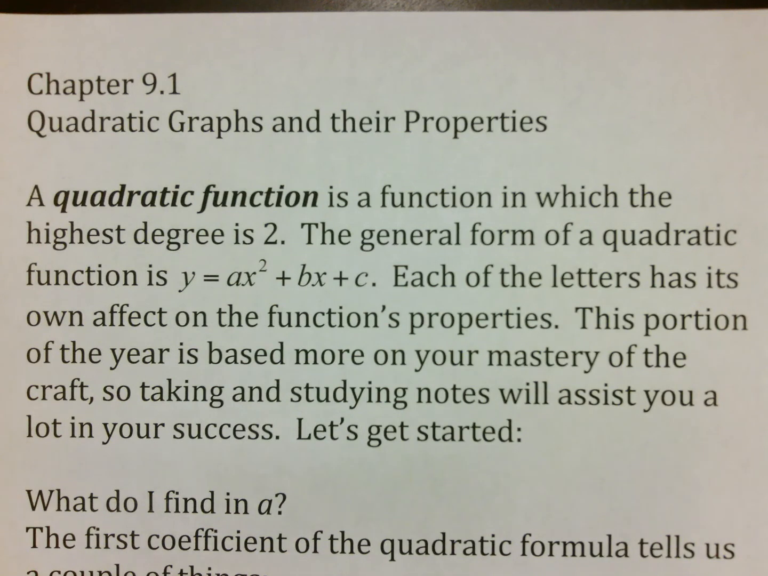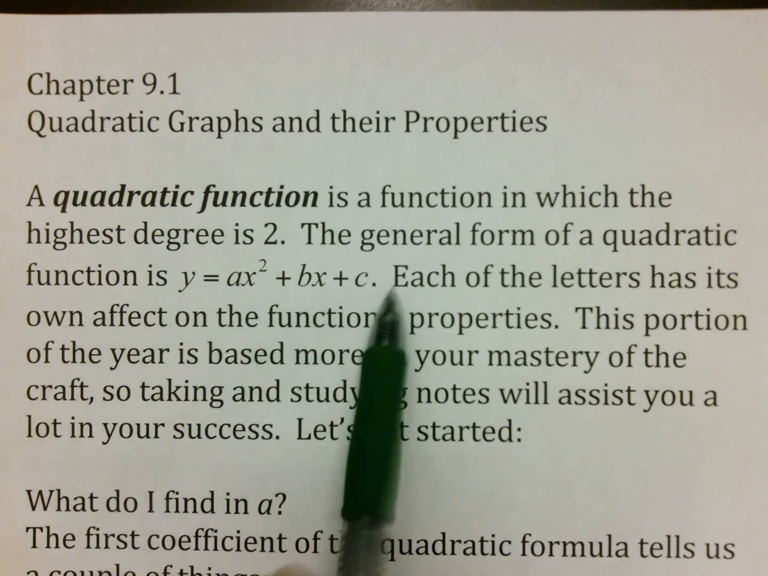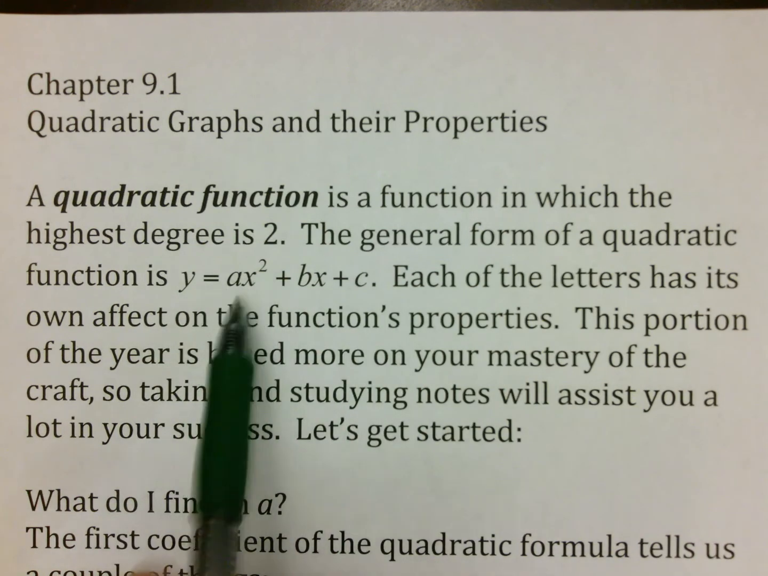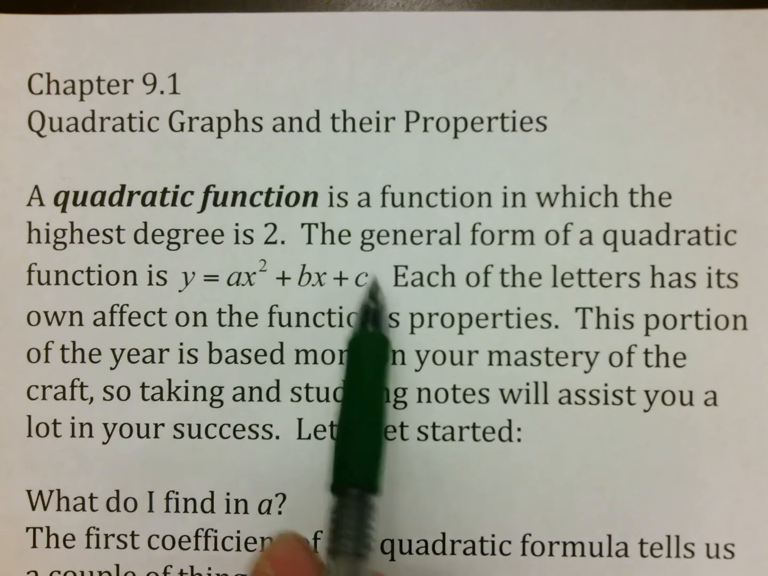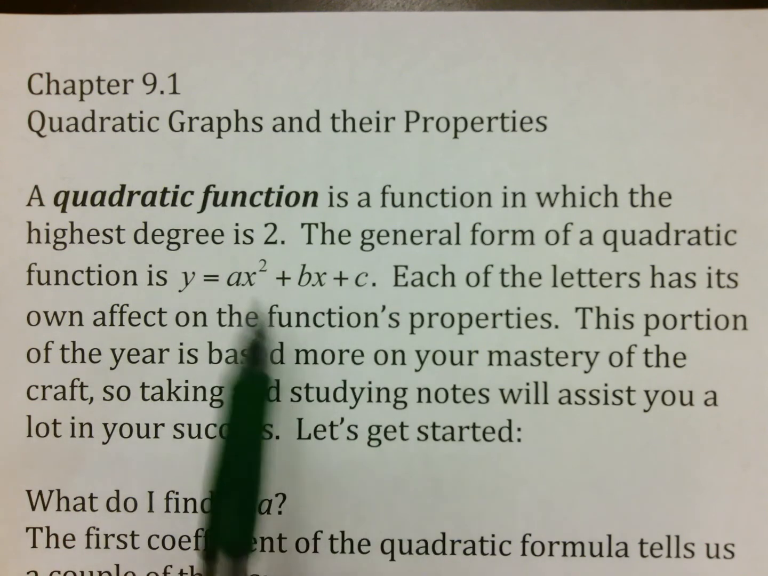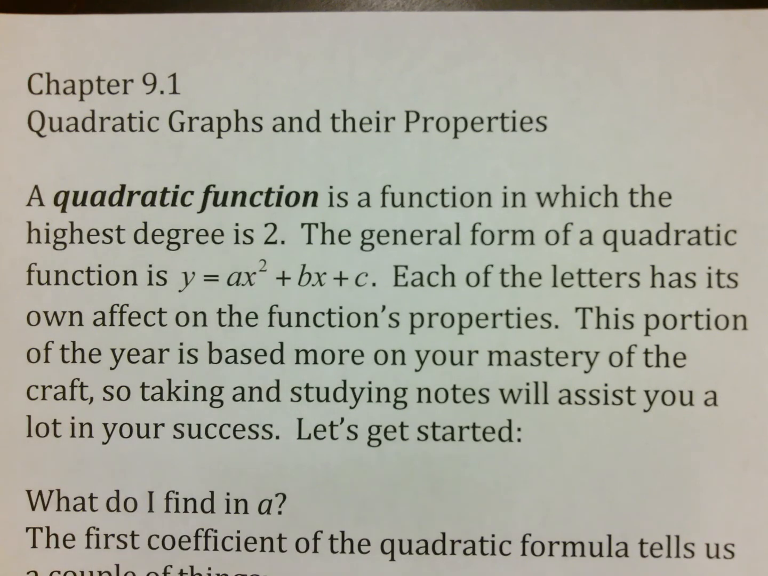A quadratic function is a function in which the highest degree is 2. The general form of a quadratic function is y equals ax squared plus bx plus c. Remember, that has a degree of 2, that has a degree of 1, this has a degree of 0 because a, b, and c would be numbers. But again, anything with an x squared is going to be a quadratic function if that is the highest power in it.